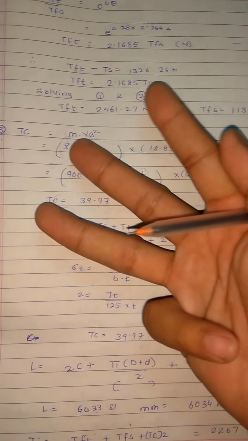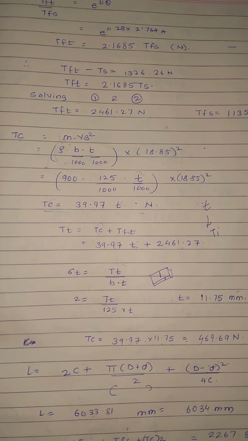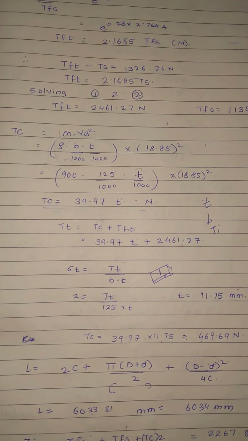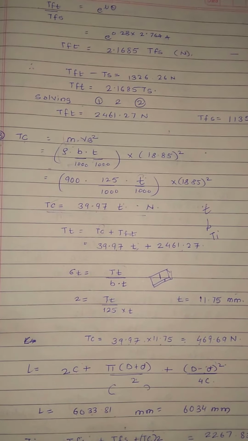Third should be theta. Fourth should be the TFS and TFT values. Fifth should be TC, in which T or B, one is unknown. Putting it in the equation of sigma, we get T or B, which is unknown. From this we can find out T initial and length of the belt. Remember, this is the sequence. Do not forget the sequence.